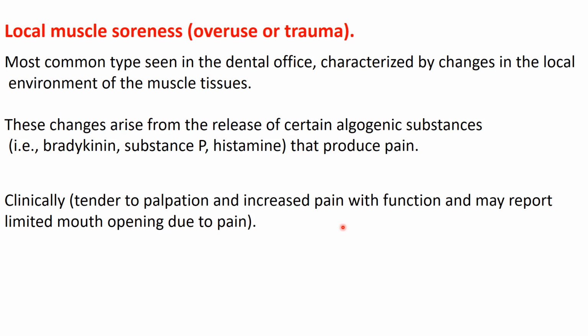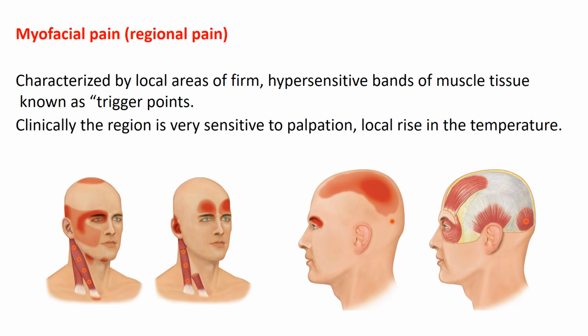It is characterized by changes in the local environment of the muscle tissue, and these changes arise from the release of certain algogenic substances such as bradykinin, substance P, and histamine that produce pain. Clinically, the muscle is tender to palpation, and the pain increases with function, and some patients may report limited mouth opening due to pain. Myofascial pain or regional pain is characterized by a local area of firm, hypersensitive bands of muscle tissue known as a trigger point. Clinically, the region is very sensitive to palpation and has a local rise in temperature. What's different from local muscle pain is the high sensitivity on palpation and increase in the temperature of the muscle.